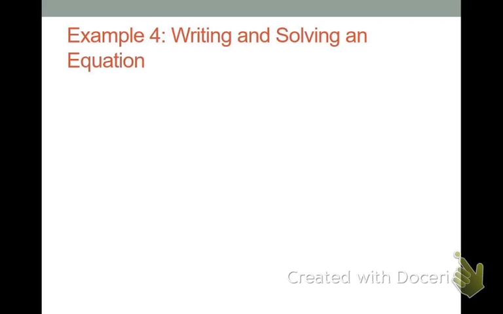So we're going to read the example at the bottom of the page. It says, go-kart rides cost $5 each at a county fair. During the first day of the fair, the go-kart operator takes in a total of $1,000. How many times did the people ride the go-karts that day? Write and solve an equation to find the answer.